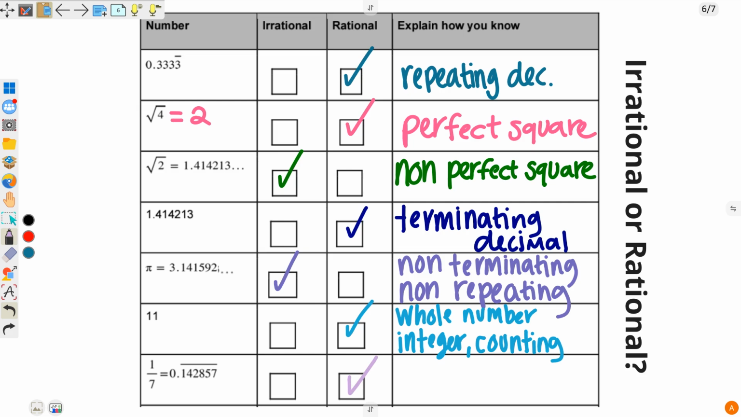Okay? We also notice, what does that line mean? That line means it's repeating. So this would be 0.142857142857142857142857, and it keeps going and going and going. So not only is this a fraction, done, that's all you need to say. But we also show that it is a repeating decimal as well.